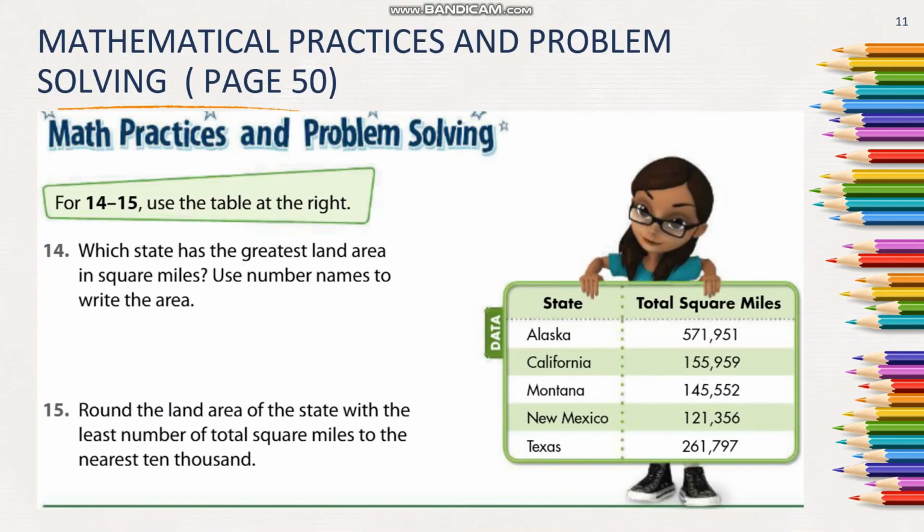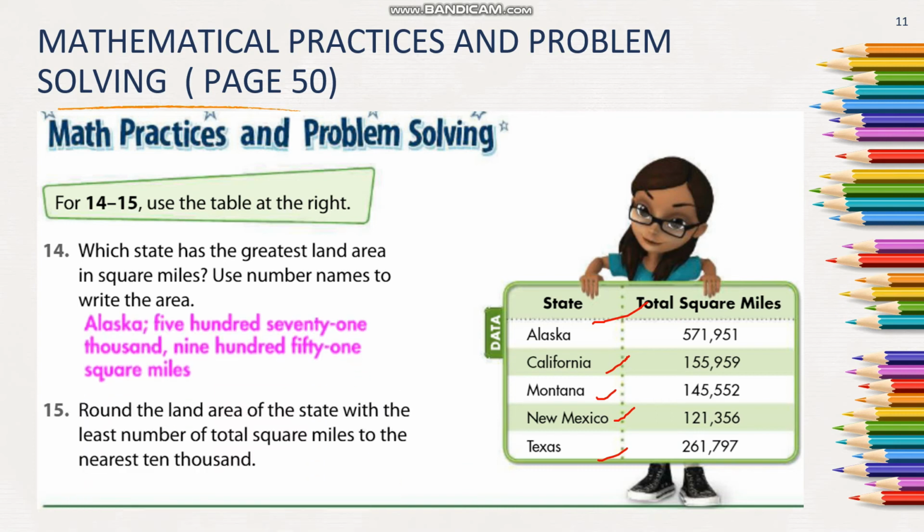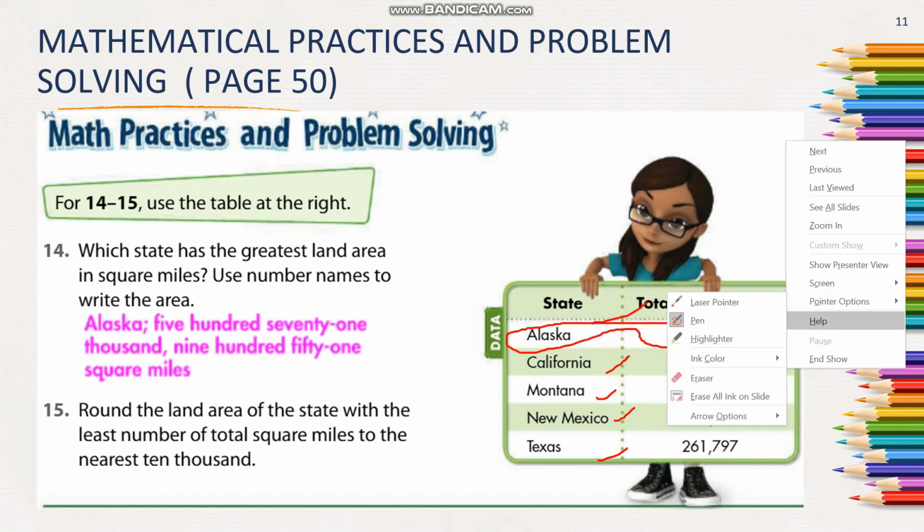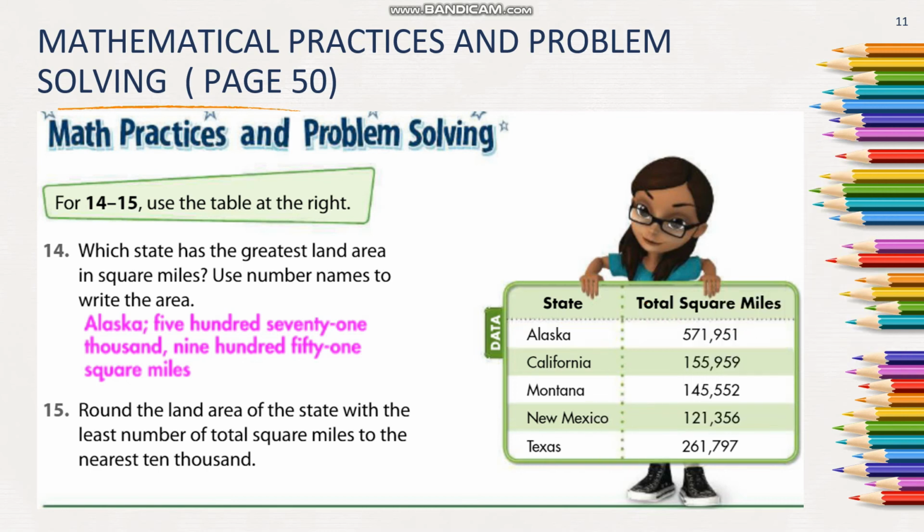Now, let's answer these mathematical practices and problem solving. Number 14, which state has the greatest land area in square miles? Use number names to write the area. So it means you're going to find the greatest number based on the given: Alaska, California, Montana, New Mexico, and Texas. Obviously, the answer is Alaska, because Alaska has a total of 571,951 compared to other states.